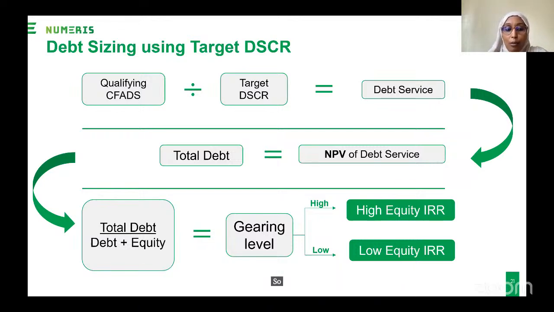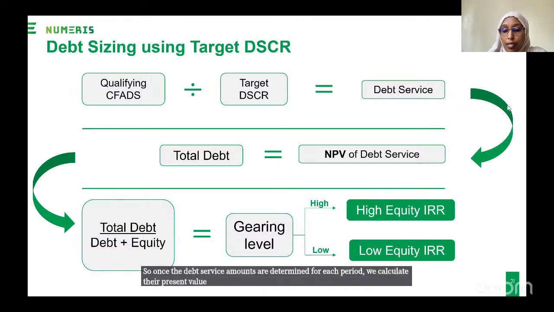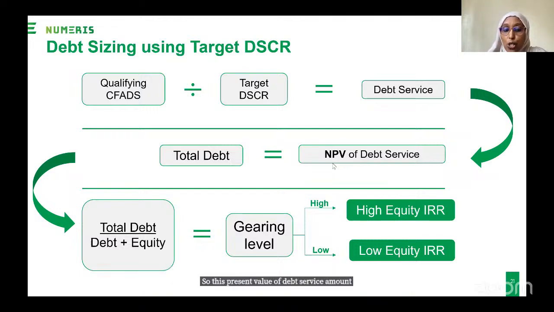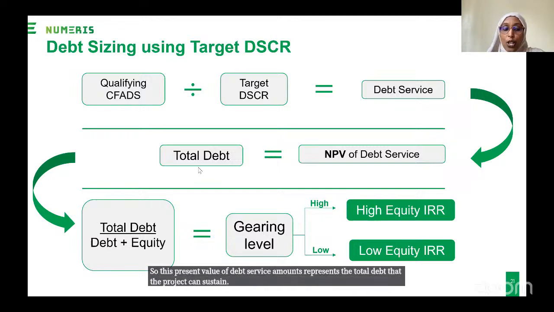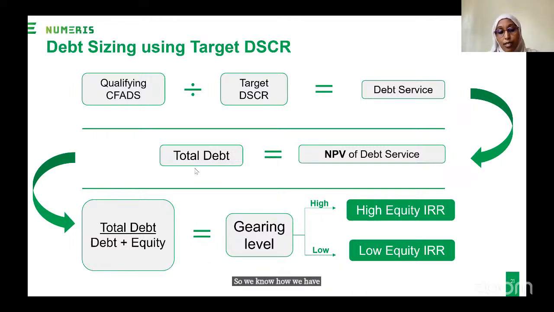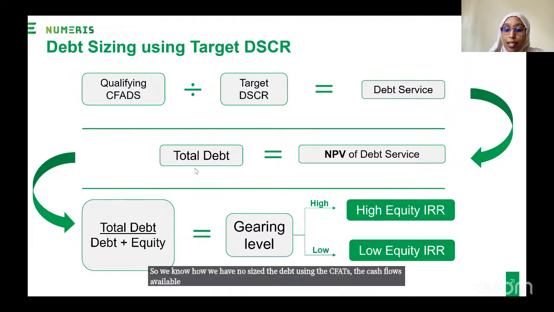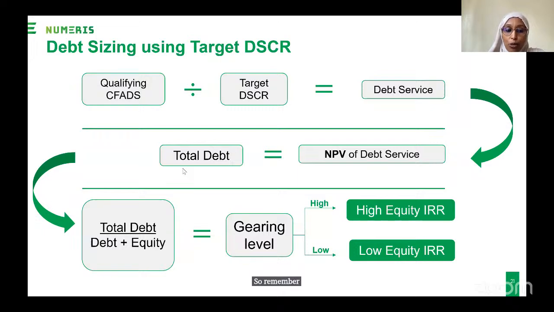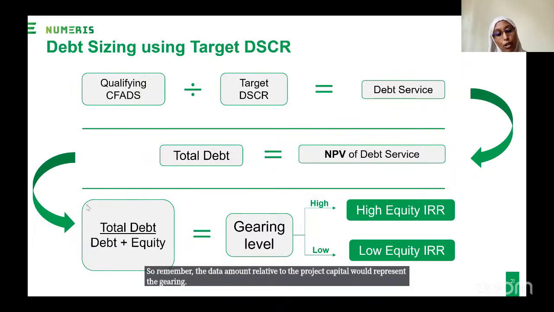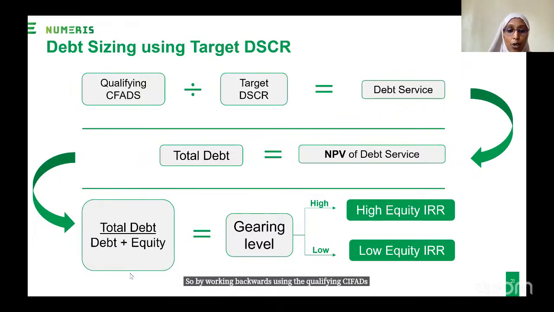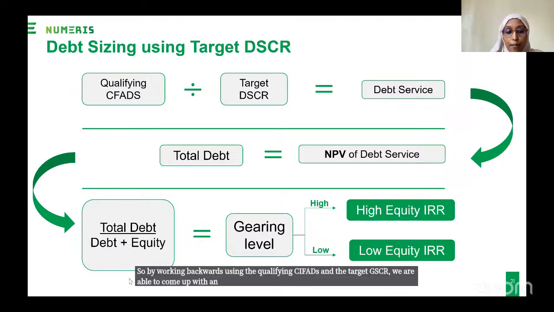Once the debt service amounts are determined for each period, we calculate their present value using the cost of debt as the discount factor. This present value of debt service amounts represents the total debt that the project can sustain. So we have now sized the debt using the CFADS and the target DSCR. Remember, the debt amount relative to the project capital would represent the gearing. By working backwards using the qualifying CFADS and the target DSCR, we are able to come up with an optimal debt size, and we are in turn able to maximize the project leverage.